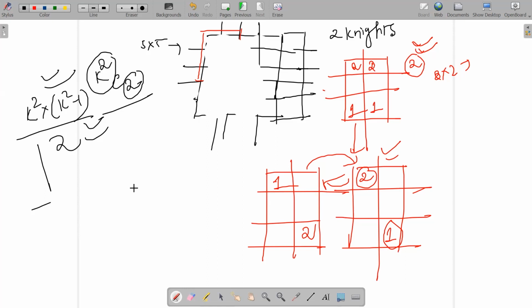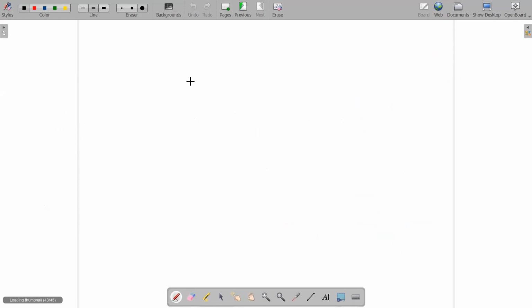Okay, yes. Now tell me how many such 3 cross 2 boards we can have. Firstly, let's try to figure out that. How many 3 cross 2 boards can we have? Can anyone give me the answer? So we have seen that for 3 cross 2 boards, there are 2 configurations where we can have the attack, right?